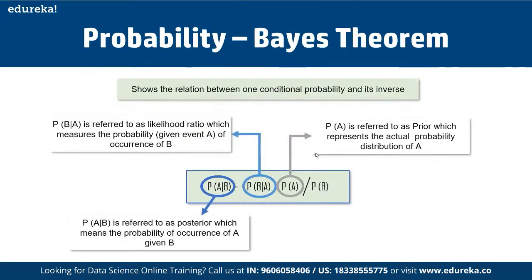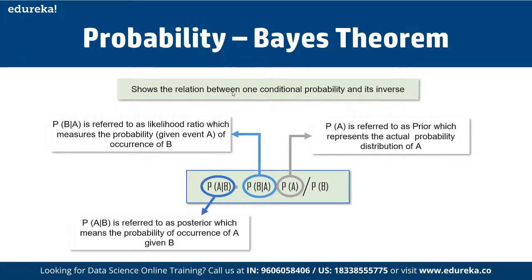So basically, now we know that Bayes theorem is used to calculate the conditional probability. It is the probability of an event based on prior knowledge of conditions that might be related to the event. So the formula for Bayes theorem has what is referred to as the likelihood ratio, which measures the probability for the given event of A and the occurrence of B. And the probability of A given B is referred to as the posterior, which means the probability of occurrence of A given B itself.